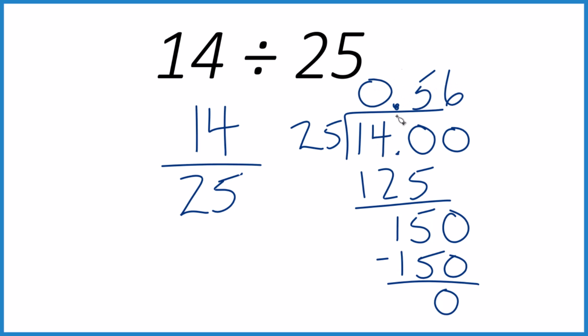Let's put a 0 up here just so we don't forget about the decimal point. And that's it. 14 divided by 25 is 0.56. If you took 0.56 times 25, you get 14.